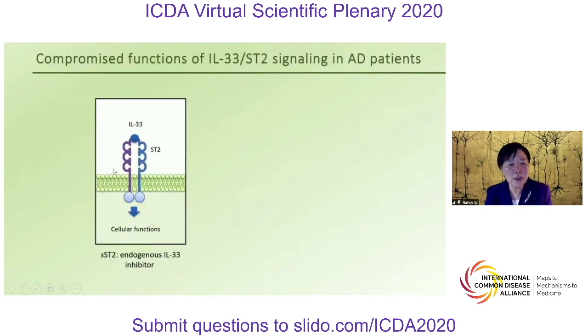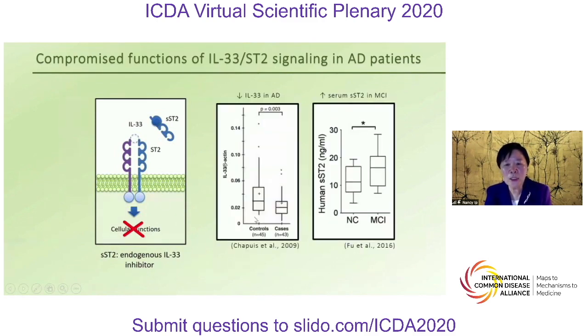Now, IL-33 acts on its receptor complex to elicit cellular functions on target cells. ST2 also exists in a soluble form, and it can inhibit the functions of IL-33. I mentioned earlier that in AD brains, there is a decrease in IL-33 expression. And my lab also reported that in individuals with mild cognitive impairment, who have a high risk to develop AD, the level of soluble ST2 in the serum of these individuals is higher than that of normal control. We also recently showed that in AD patients, the level of soluble ST2 in the serum is also higher.